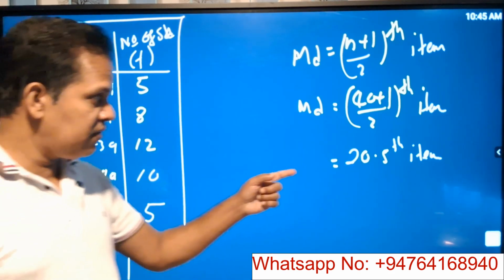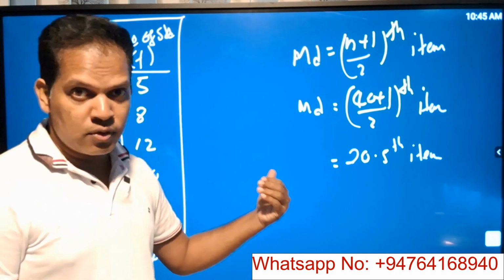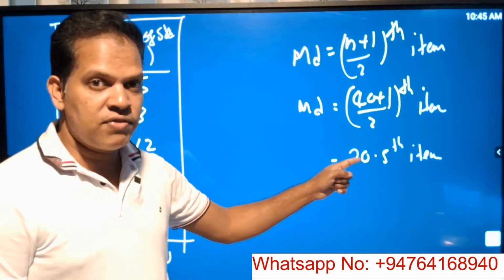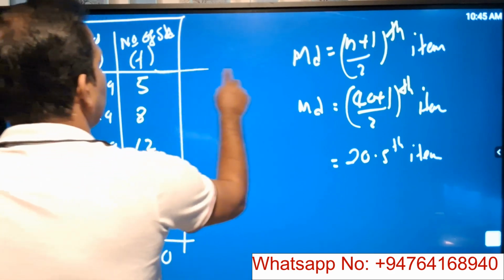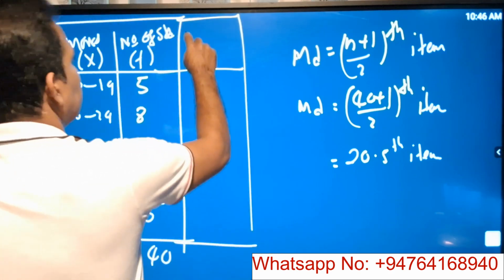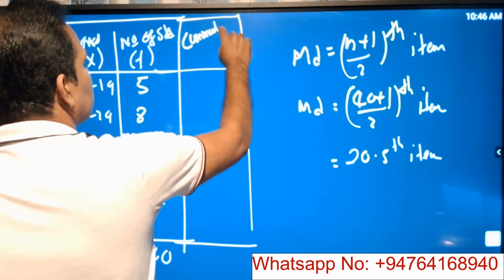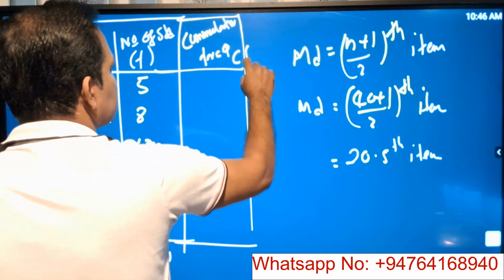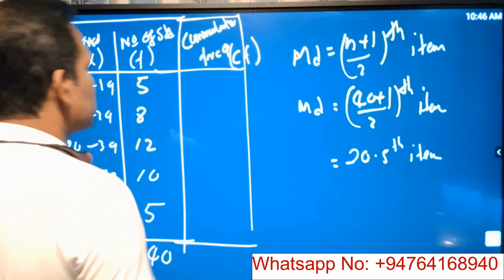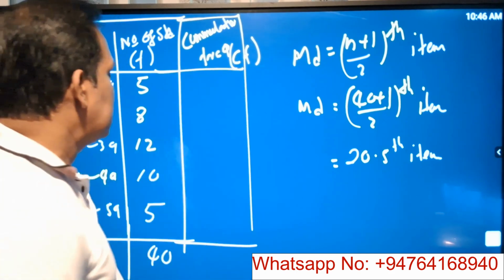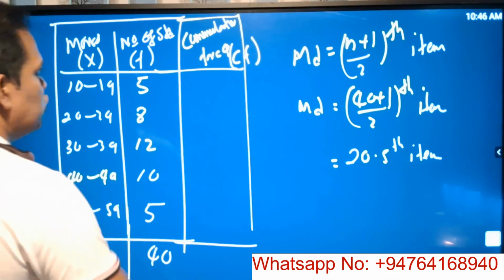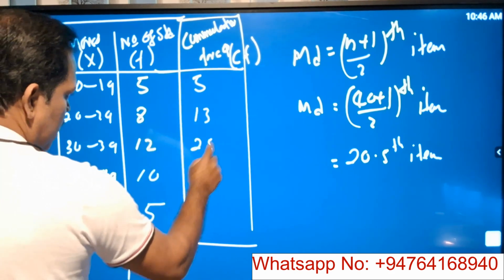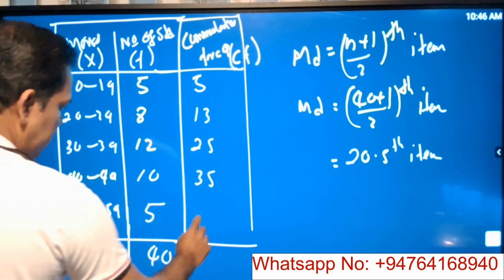Then how do we find it? As we mentioned before in group frequency distribution, when we are going to find the 20.5th item, we use cumulative frequency. So again I use another column, cumulative frequency, shortly written as CF. Again, use cumulative frequency: 5, 8 gives 13, 12 gives 25, 10 gives 35, 5 gives 40.